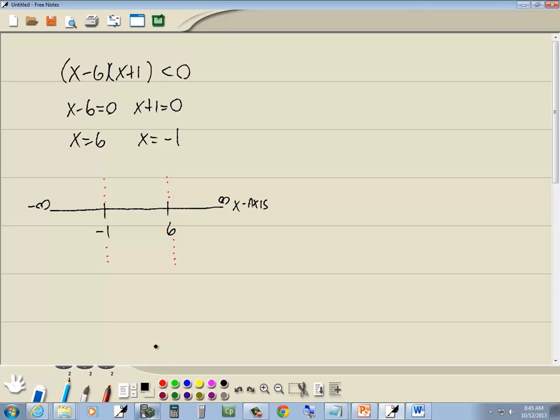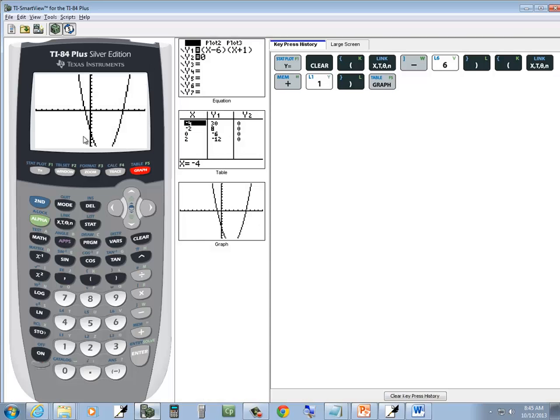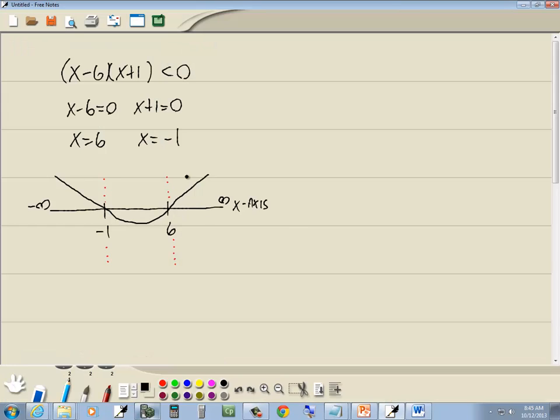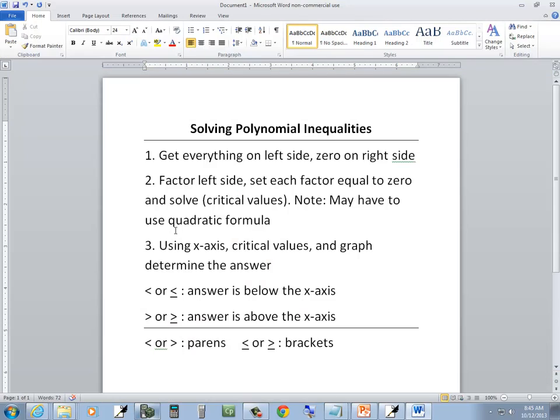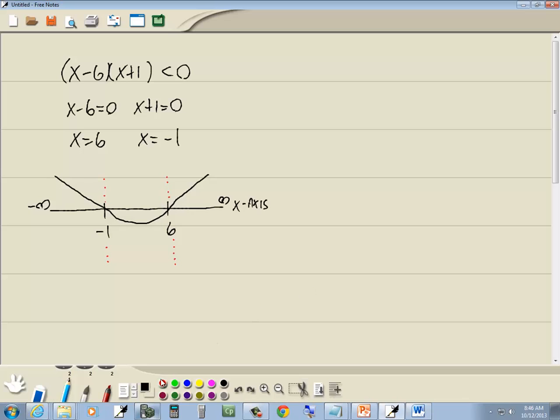So if I sketch my graph on here, it's going to look like that, more or less. Do not try to make it look like this. We're just trying to get a rough idea. Okay. Now this is a less than. Less than, we said our answer is below the x-axis. Well, if I look where my answer is below the x-axis, the graph right here is below the x-axis. So that right there is going to be our answer.